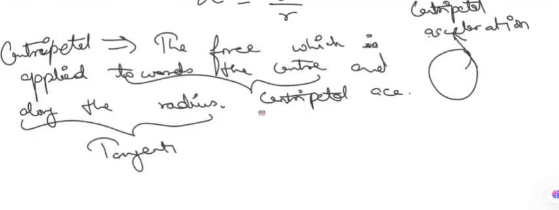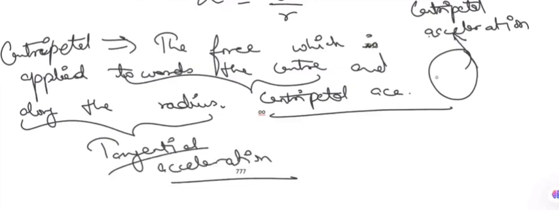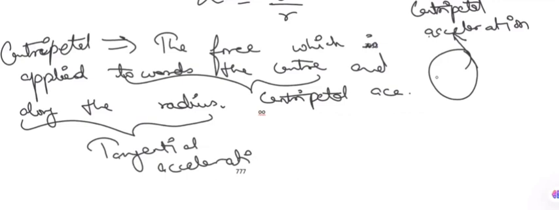So there are two factors. One is centripetal and one is tangential. Understood? Yes, ma'am. Okay. Hope I am making you understand.